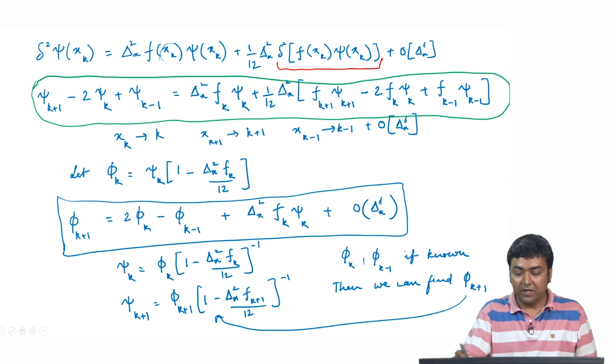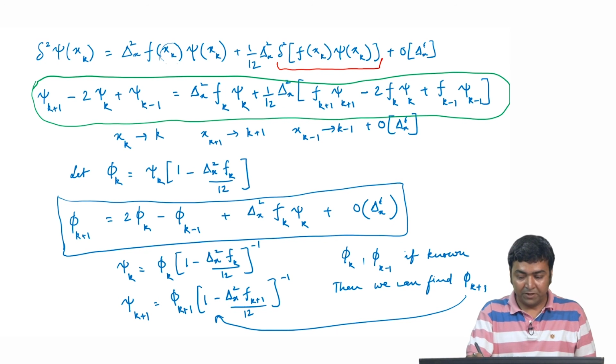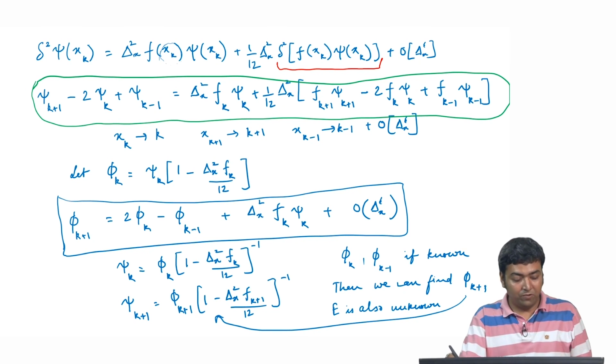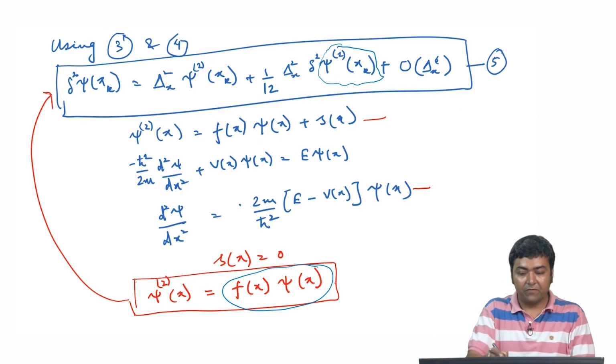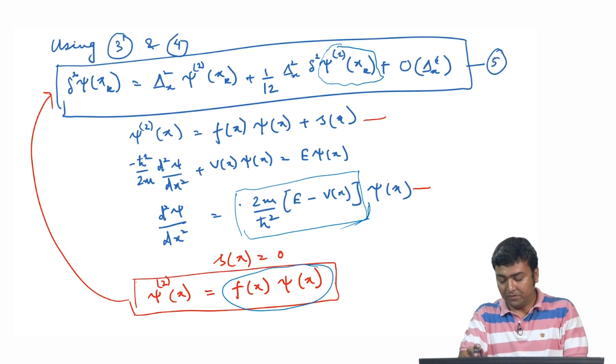What is also unknown is E, as I was talking about earlier. Not only the wave function is unknown in this equation, E is also unknown, and it is involved through the f k function. So, this is my f k function, just as a reminder. E enters the equations through this particular f k function.